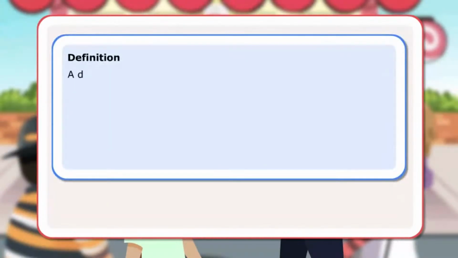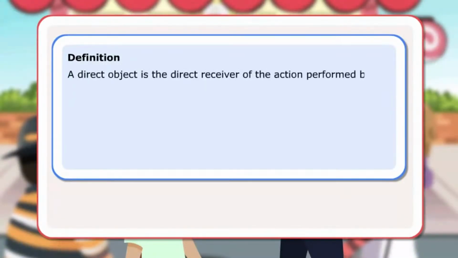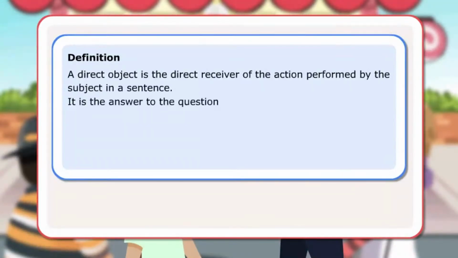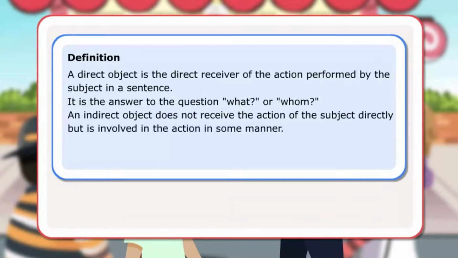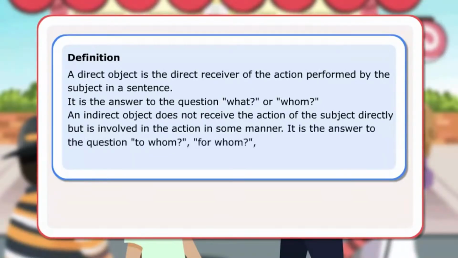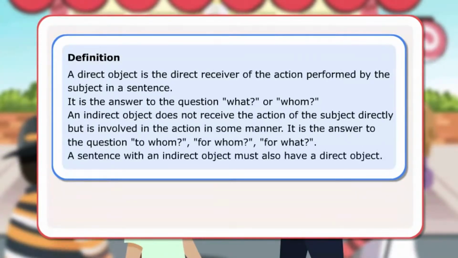Definition. A direct object is a direct receiver of the action performed by the subject in a sentence. It is the answer to the question, what or whom. An indirect object does not receive the action of the subject directly, but is involved in the action in some manner. It is the answer to the question, to whom, for what. A sentence with an indirect object must also have a direct object.